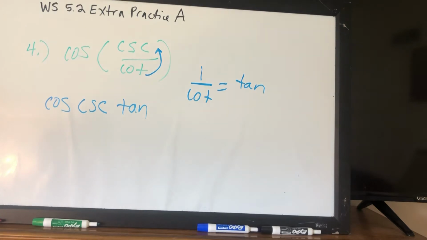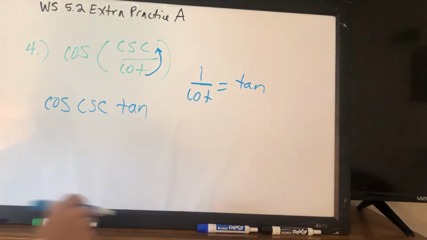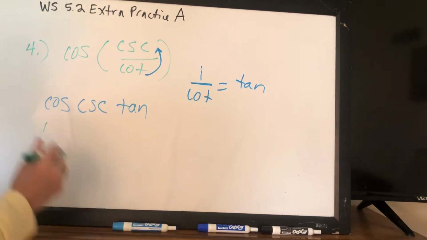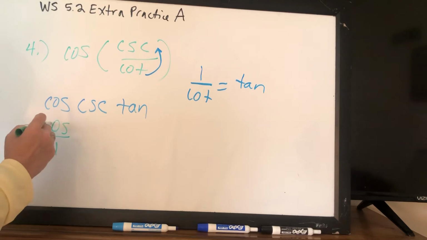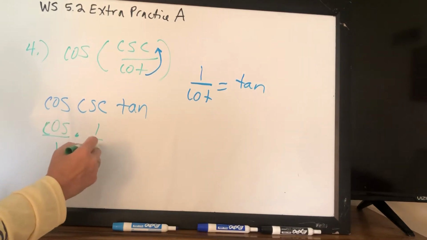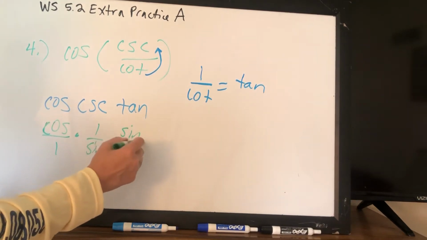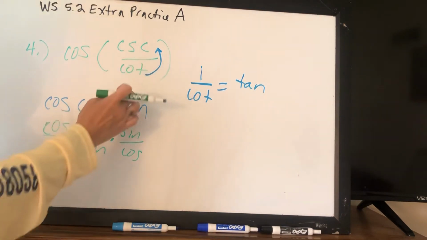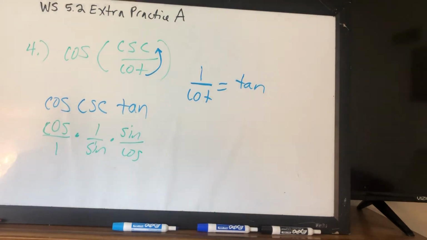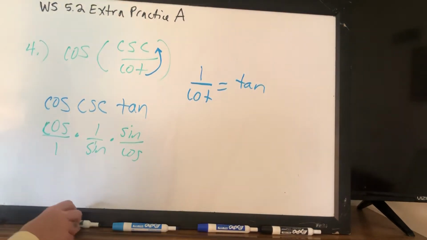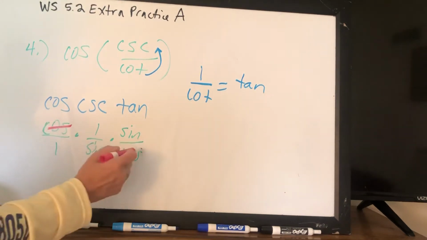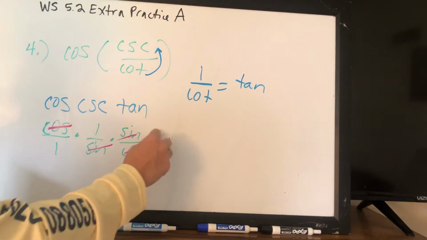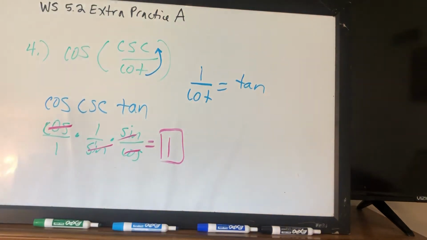Okay, now I'm going to make them into fractions, but there's only one row of them, if you will. So cosine over 1, 1 over sine, and then tangent is sine over cosine. That way it's just one row of fractions. It's not one down in the bottom. You don't have to do reciprocal, any of that. And then we just look at what cancels. Cosines cancel, sines cancel. Again, do not write 0. So number 4 was also 1.